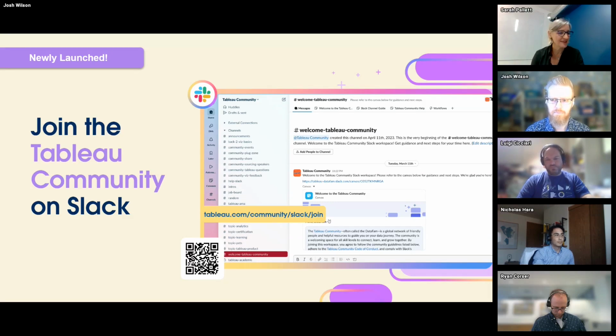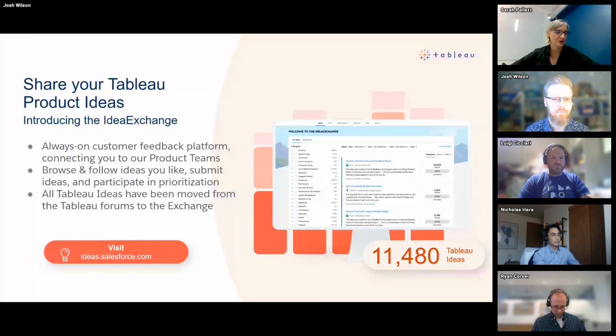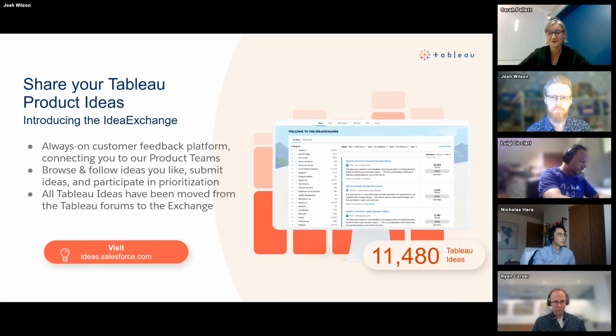And then on the next slide, we've got information regarding where you can share your ideas or suggestions to make Tableau better. So this idea exchange is found on the Salesforce website, and they're always looking for customer feedback, suggestions, ideas. So be sure to check out the idea exchange.